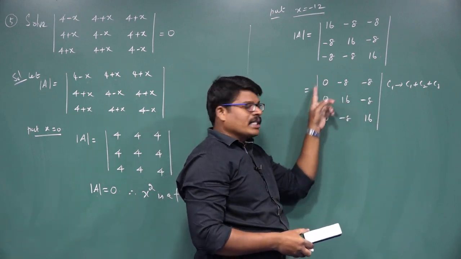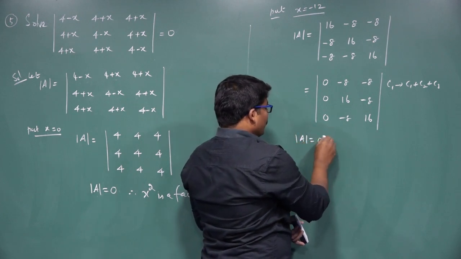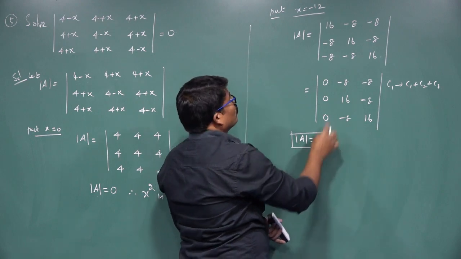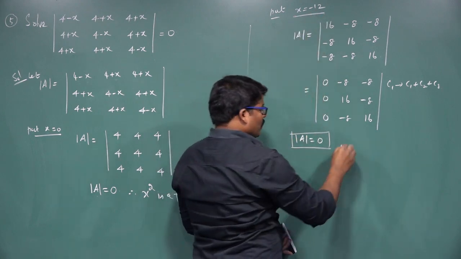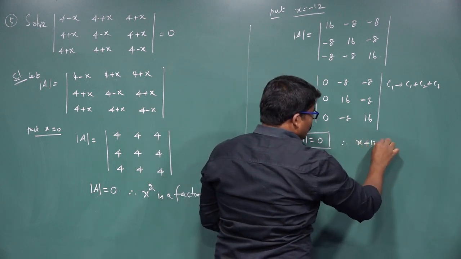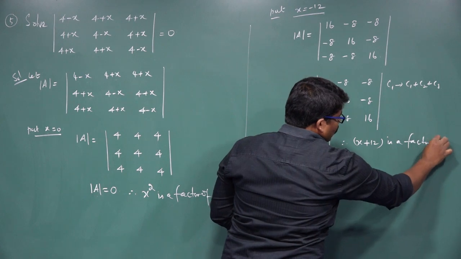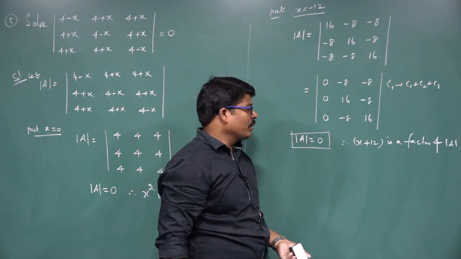If any row or any column is 0, then the determinant value is 0. Determinant A equal to 0 at x equal to minus 12, that is x plus 12. Therefore, x plus 12 is a factor of determinant A.